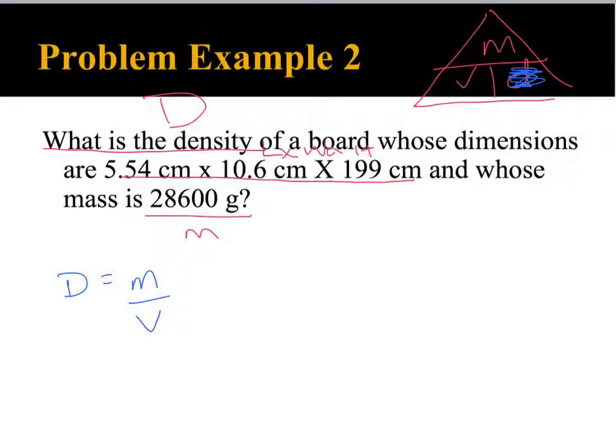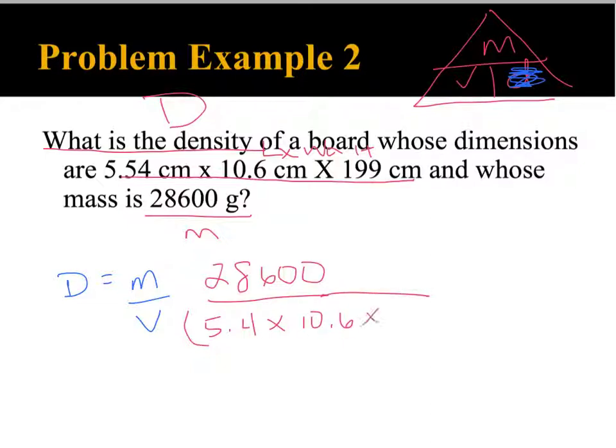Step 2 is to substitute into the formula. So there's my mass. You could calculate the volume, or you could just do this. You could put the dimensions in parentheses and solve it in a single step on your calculator. So 28,600 divided by 5.4 times 10.6 times 199. The answer to this problem is 2.51, and then the units are grams per cubic centimeter.